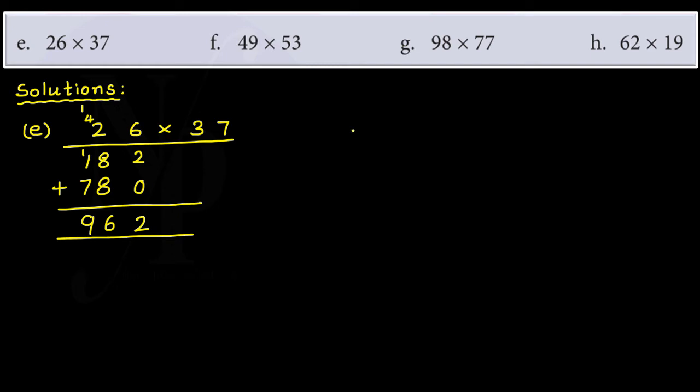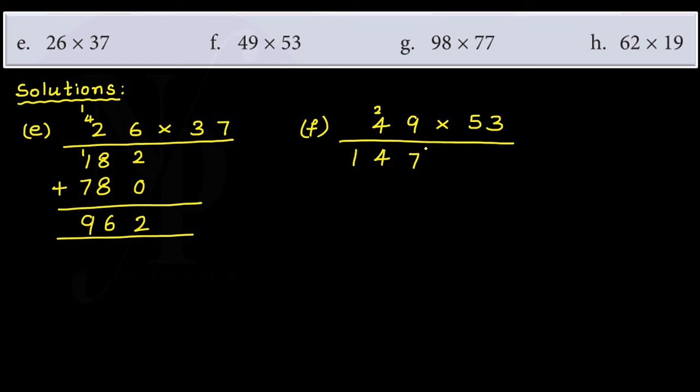Now let's move to the next question, that is F. We rewrite the given question here, that is 49 into 53. Let's multiply now. 3 9s are 27. Write 7 here. 2 is carried forward to tens place. And now we multiply 4 by 3. 3 4s are 12. 12 plus 2 is 14.